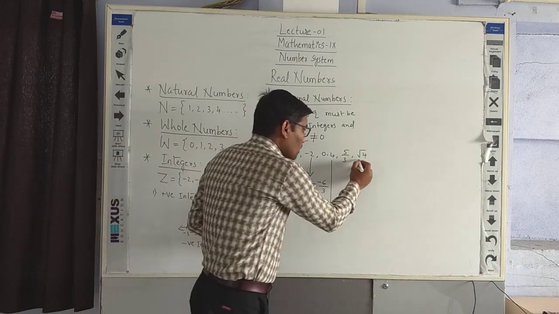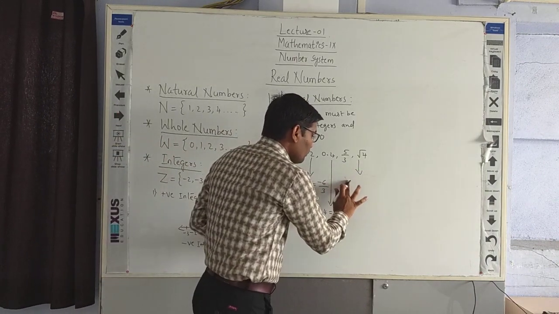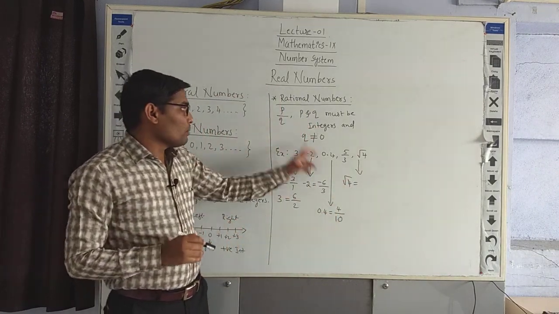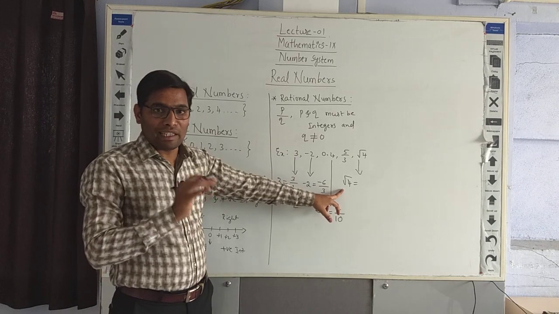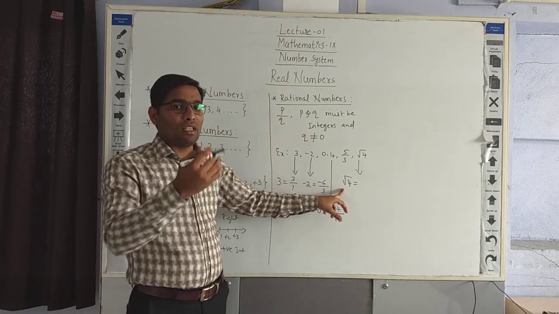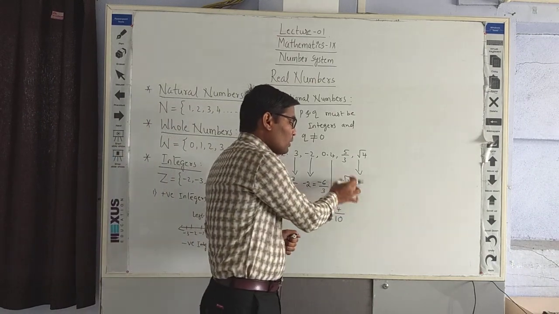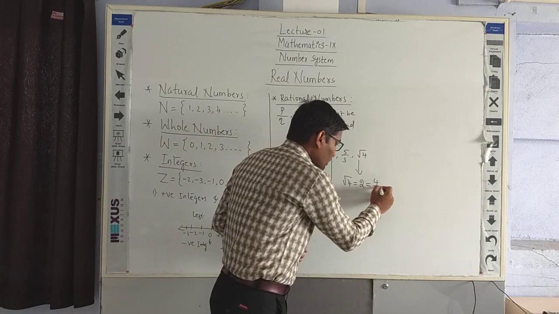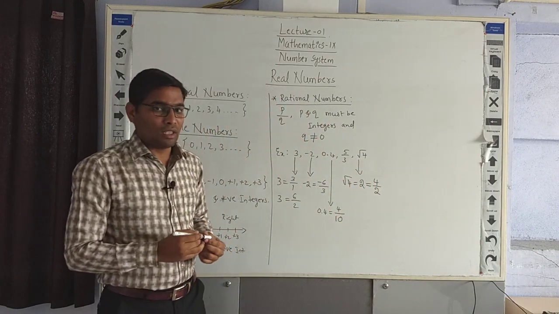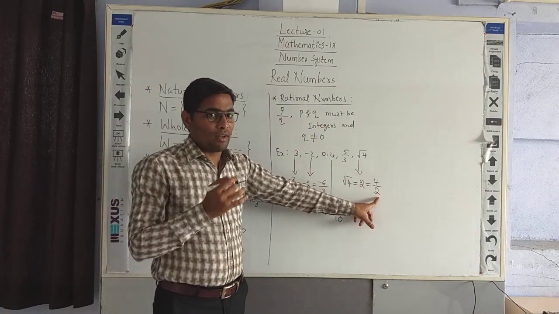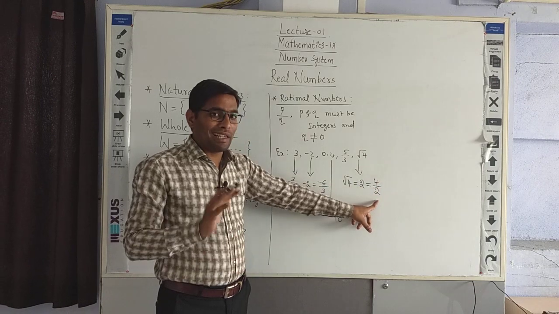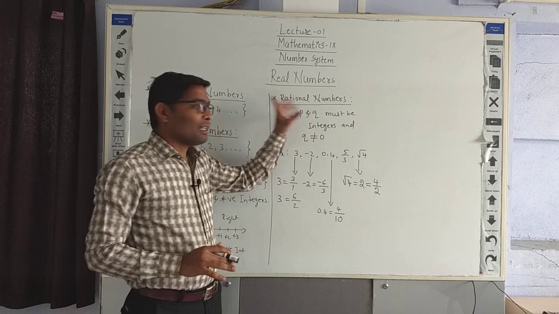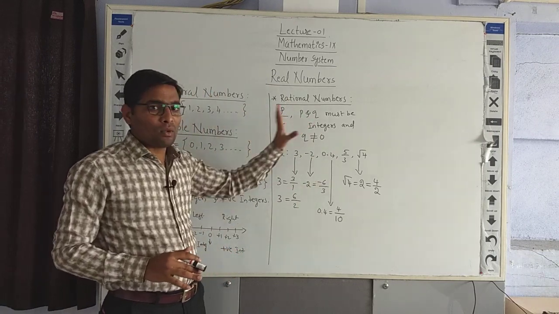Moving to the last one, root 4. Root 4 is not in the form of p by q and also it is not an integer. But root 4 can be written in the form of p by q. How? We know that the square root of 4 is 2 and 2 can be written as 4 by 2. Now see here, 4 by 2 is in the form of p by q. Both 4 and 2 are integers and the denominator 2 is not equal to 0. It means that root 4 is also a rational number. So, this is regarding rational numbers.